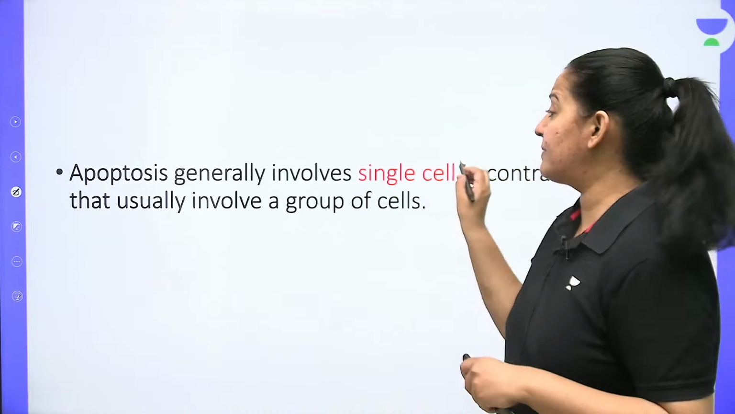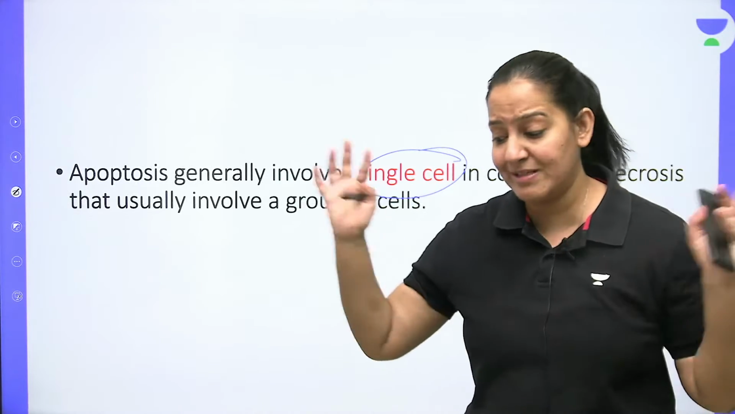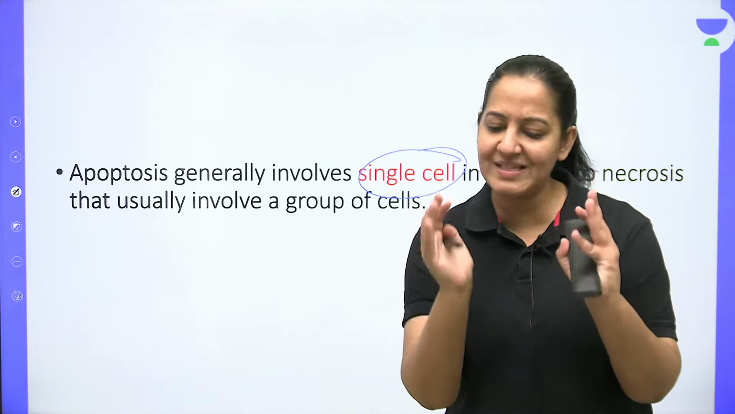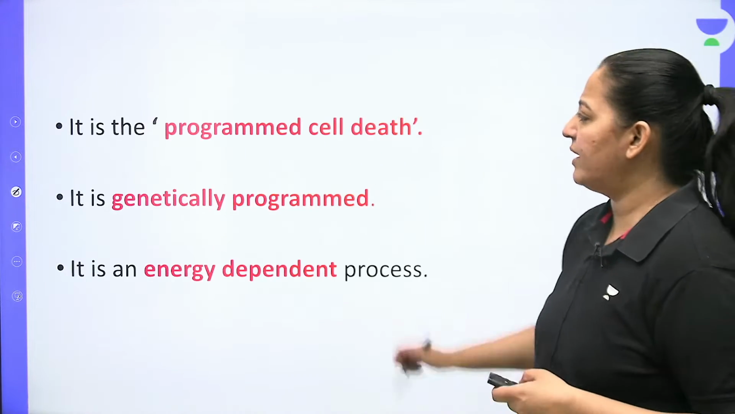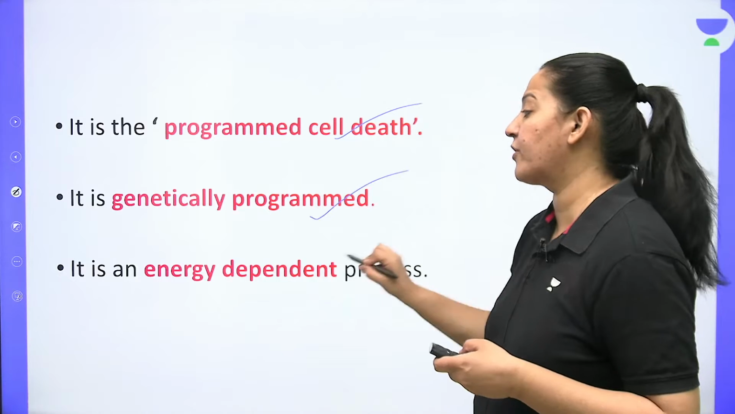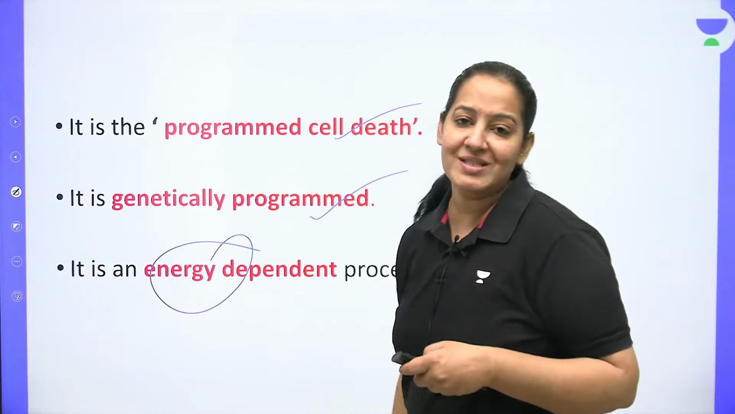Now, apoptosis takes place in a single cell and necrosis takes place in a group of cells, right? Apoptosis is always a single cell and necrosis takes place in a group of cells. Again, a difference, right? So it is programmed cell death. It is genetically programmed and it requires ATP. For apoptosis, ATP is required.